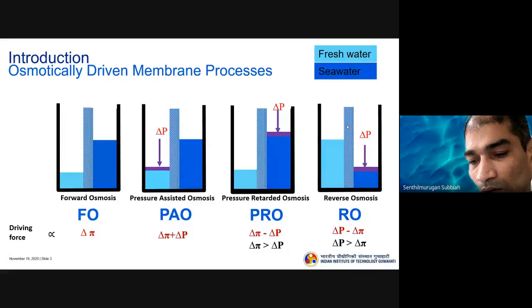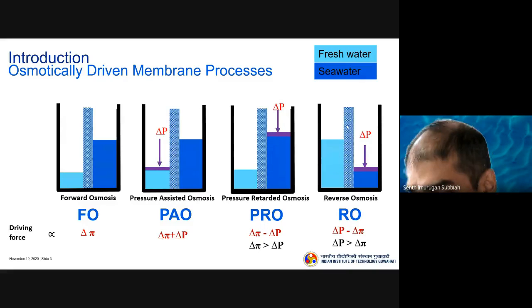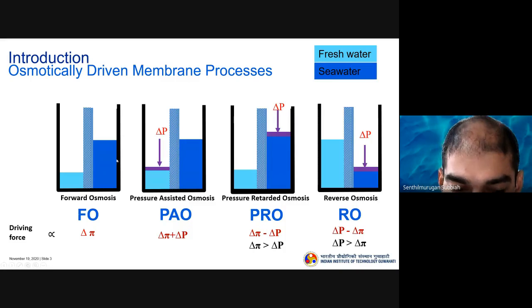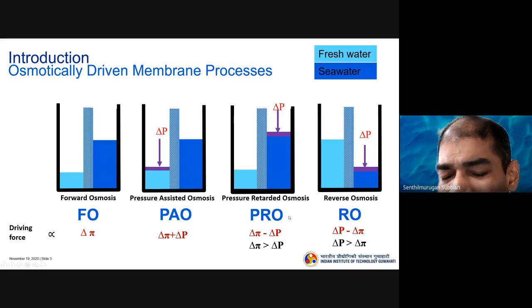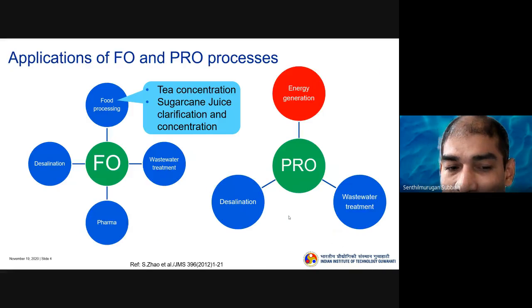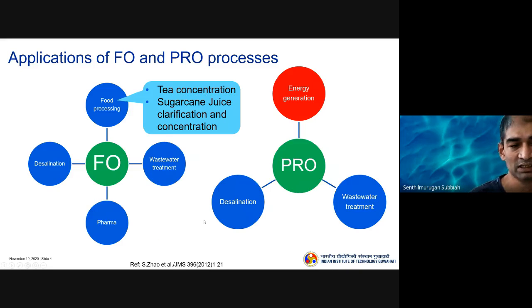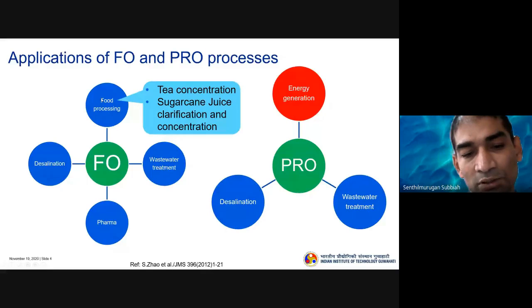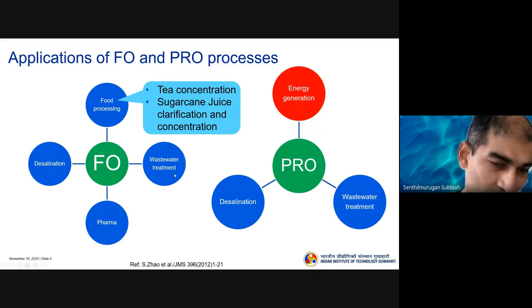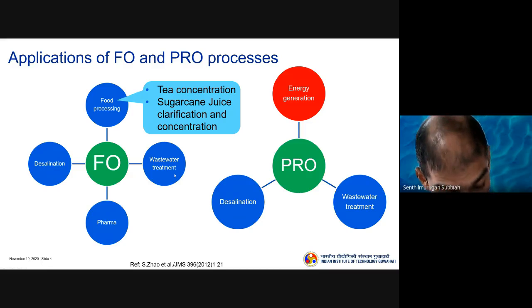Technology-wise, reverse osmosis is very well matured, but technologies like forward osmosis, pressure-assisted osmosis, and PRO are not matured enough. They are getting developed and adapted by industry to make use of the technology. On the application side, forward osmosis is used for concentration applications, such as food processing and pharma applications, and also desalination, water treatment, and wastewater treatment.